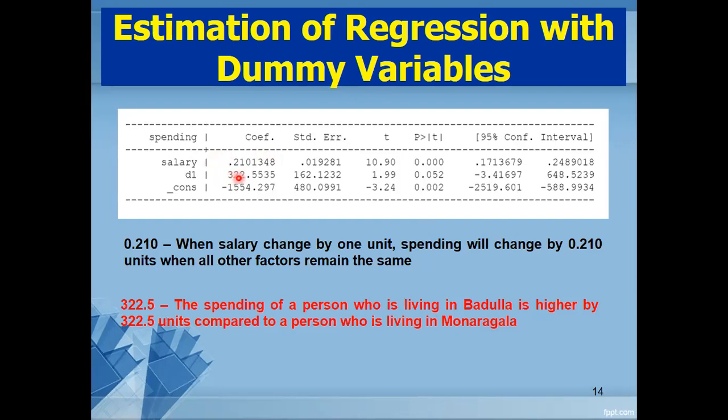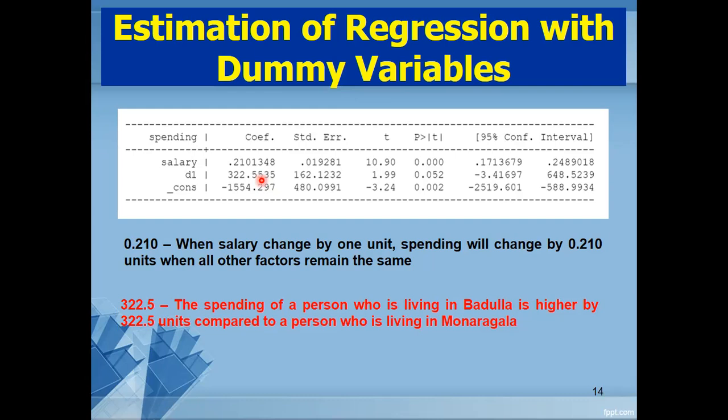Right. Then the problem is how to interpret this coefficient, 322.5. This is the estimated coefficient of the dummy variable, right? So this is the new thing. This is the thing that you should learn today: how to interpret this coefficient, the estimated coefficient of the dummy variable.